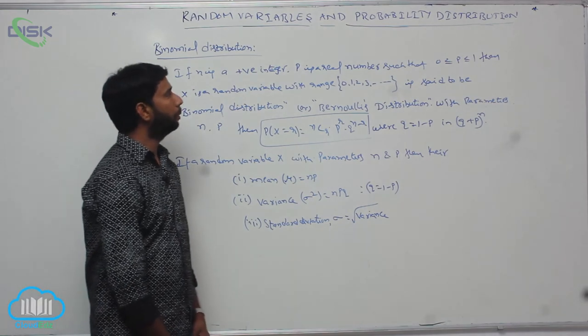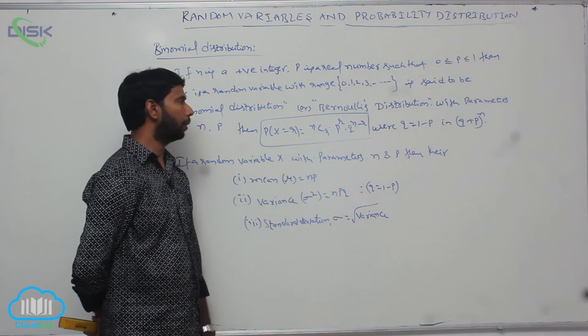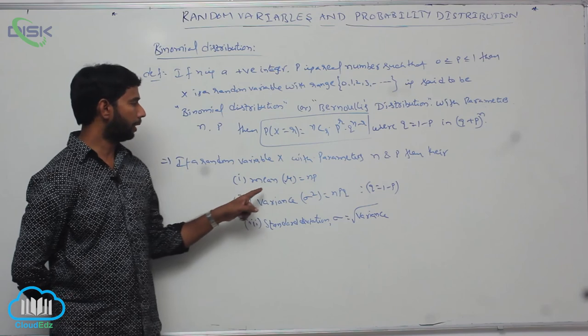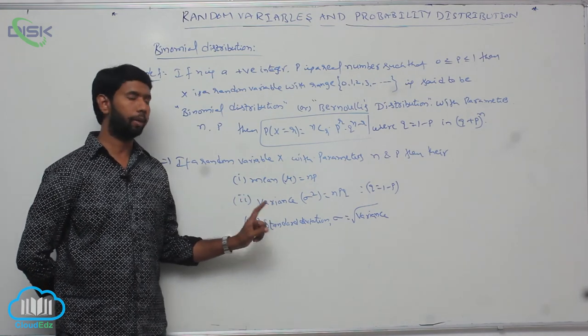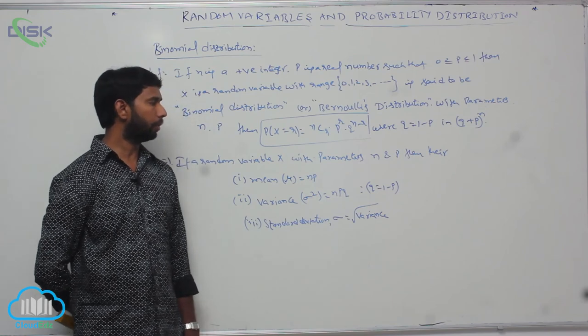In binomial distribution, P of X equal to r is equal to nCr into p power r into q power n minus r. In binomial distribution, mu is equal to np, sigma square is equal to npq, and standard deviation sigma is equal to square root of variance.